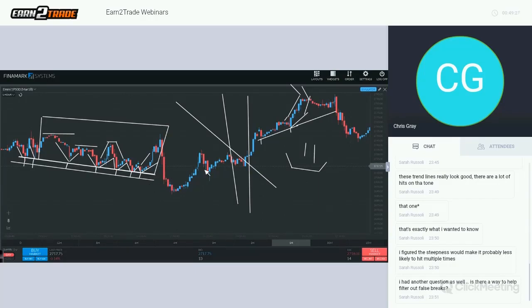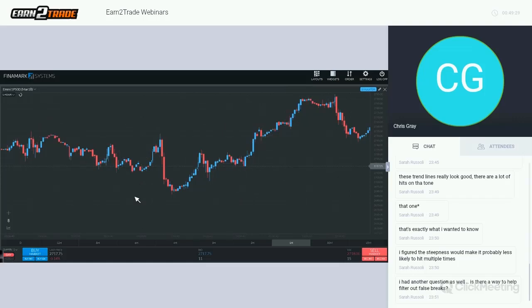We had another question here. Let's see what we've got. Sarah says, I figured the steepness would make it probably less likely to hit multiple times. That is correct, and that's exactly what we were talking about. And Sarah said, I had another question as well. Is there a way to help filter out false breakouts? All right, so we're going to go back to talking about breakouts. We had mentioned breakouts a little bit before, but let's see what we can do here.